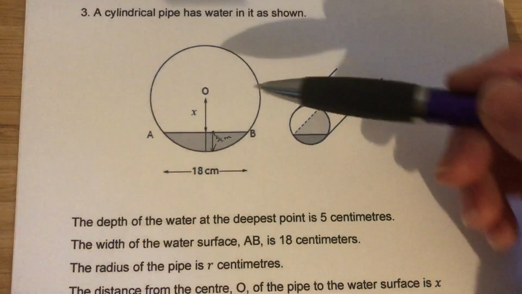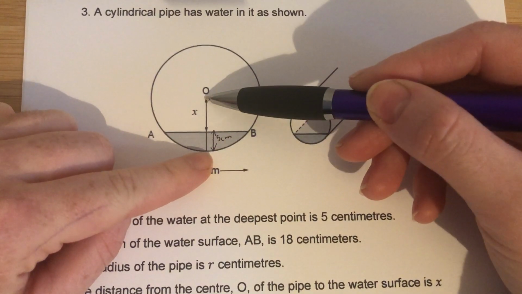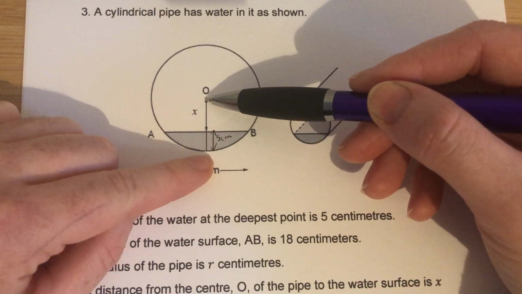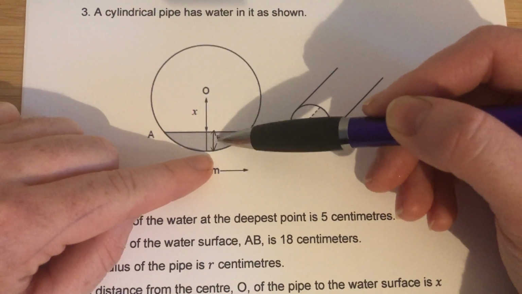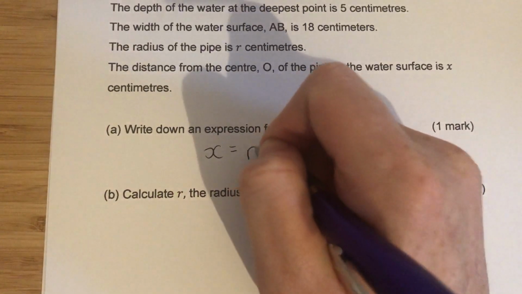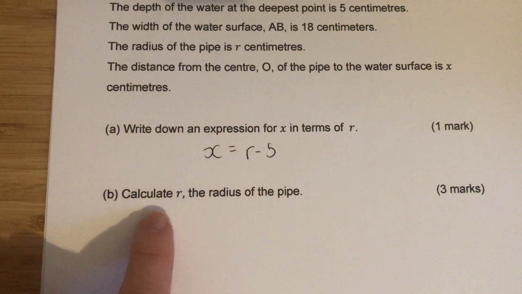So r is the radius. What do we know about the radius in terms of x? Well, this whole distance is the radius. X must be the radius, subtract that 5 that we've got there. So that can be our expression. X equals the radius minus 5. So we have our expression, x equals r minus 5.